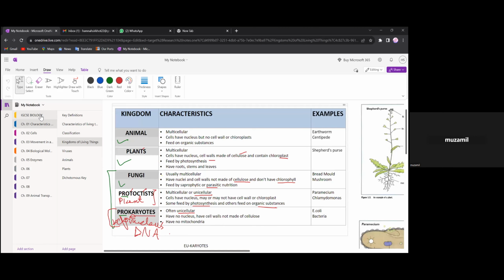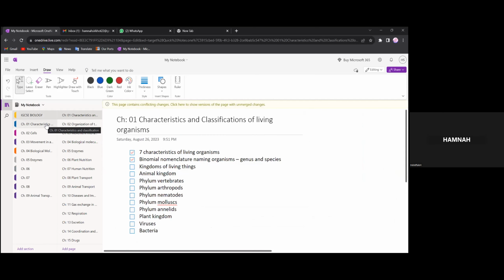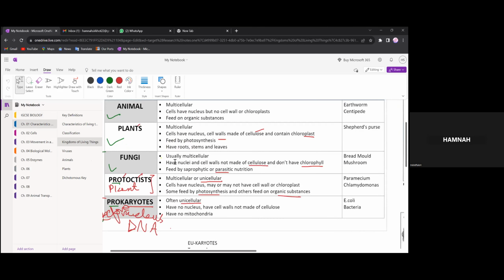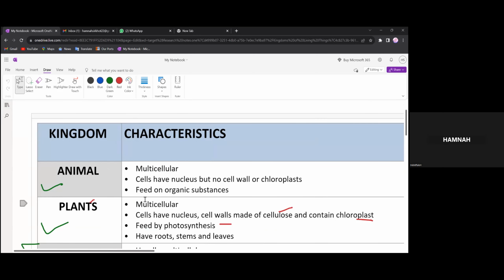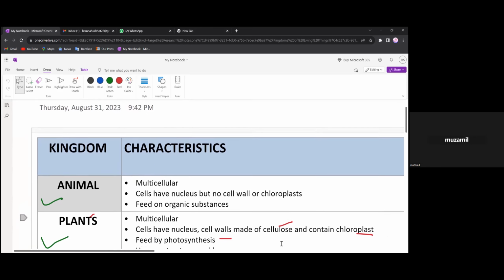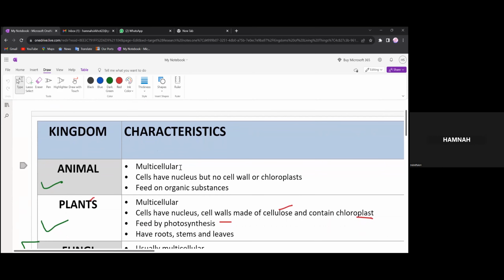Do you remember the characteristics? Okay, animals and plants, you know. Tell me about fungi. Multicellular was the first one. Are fungi multicellular as well? No, fungi was not multicellular? Maybe it can be multicellular. When you think of fungi, think of a mold or a mushroom.